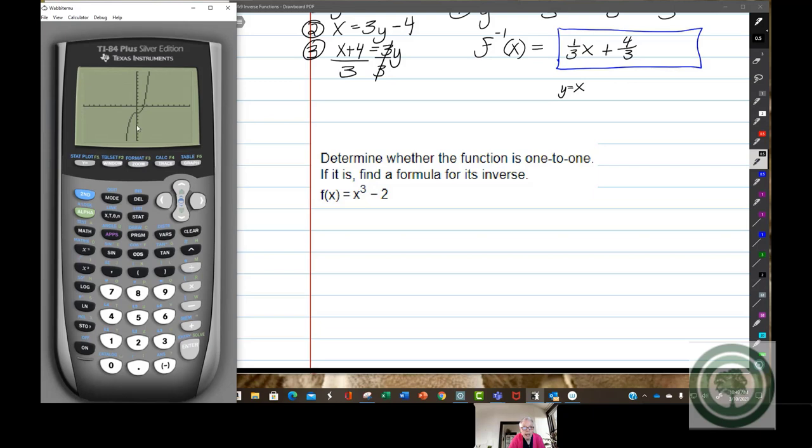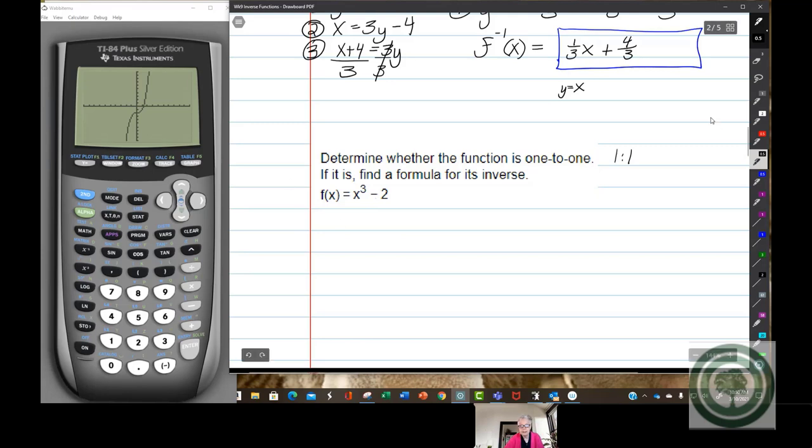Yes, it is. This looks flat, but it's really not. It's almost flat, but it is just a little bit slanted in real life. The calculator just can't make it fine enough. Anyway, this does pass the horizontal line test, so it is 1-to-1. Therefore, I can go through those steps and find the inverse.